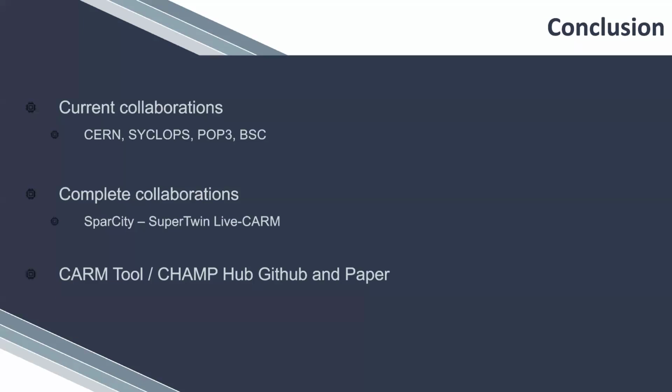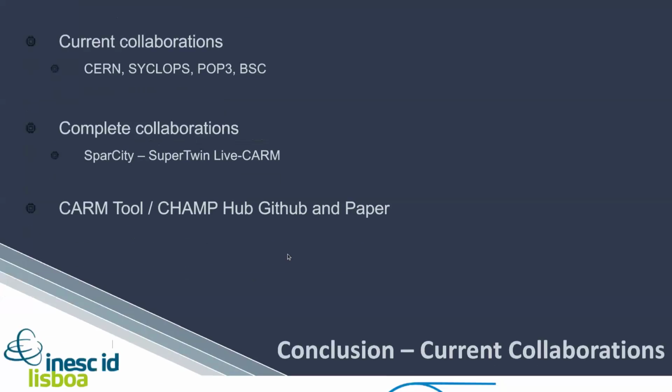And so now, in the conclusion, I'll just briefly talk about some ongoing collaborations to integrate the CARM tool in various European projects and organizations, such as POP3, Cyclops, CERN, and VSC, alongside some completed collaborations, such as with the Sparsity project, which resulted in the development of the live CARM in the SuperTwin tool. And finally, I'll mention the CARM tool GitHub and its paper.